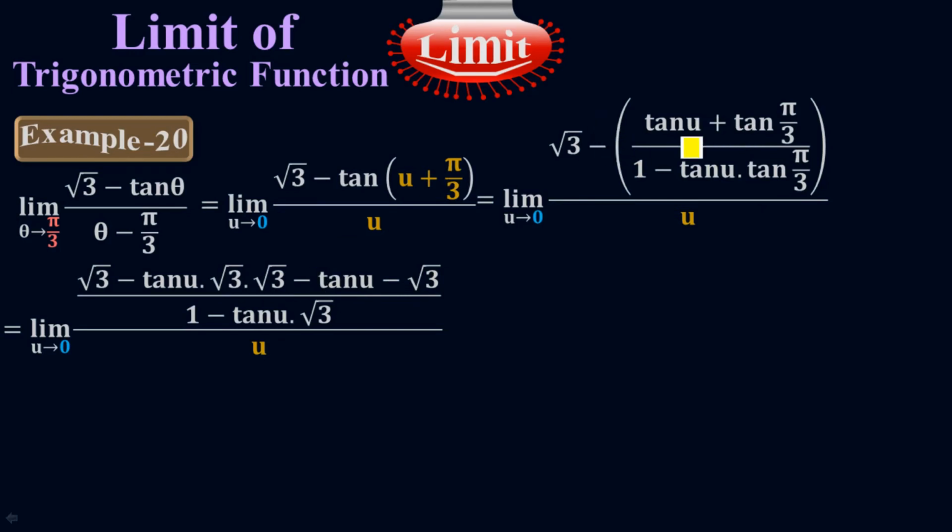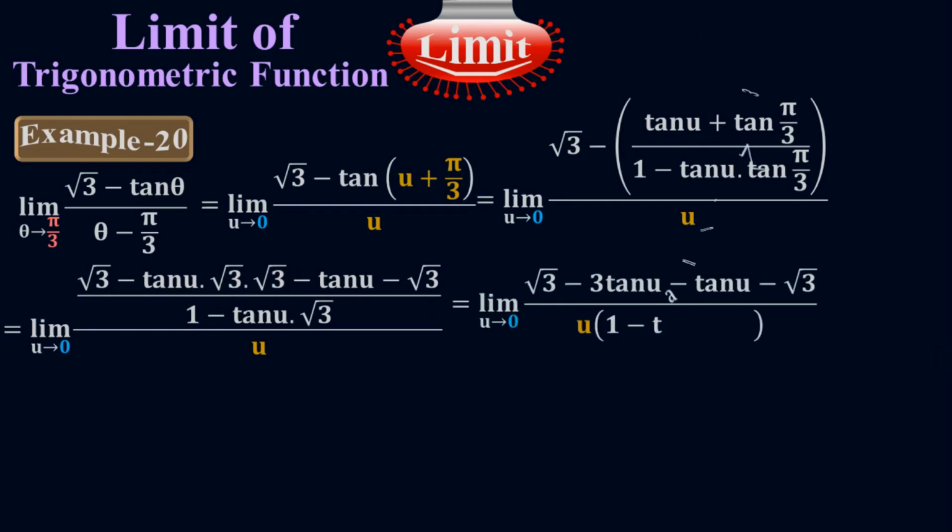Tan u minus tan π/3. So it will become tan u minus tan π/3. Tan π/3 equals √3. Just put √3 for tan π/3 here as well. Now √3 times √3 equals 3, because this root will cancel with this root when you take the product.